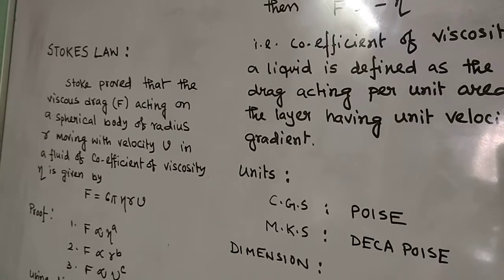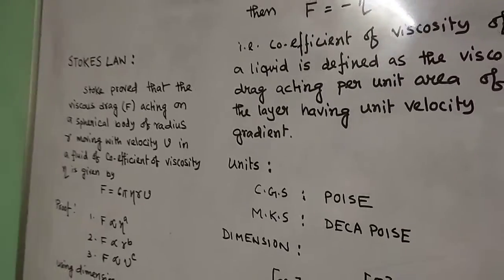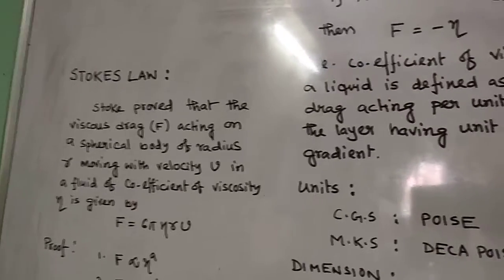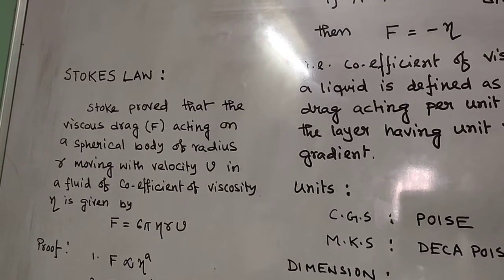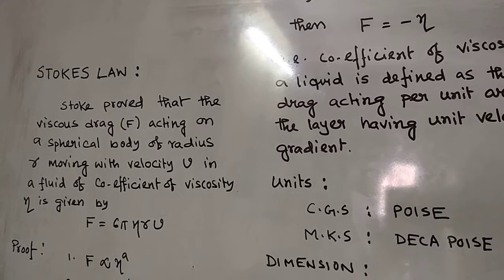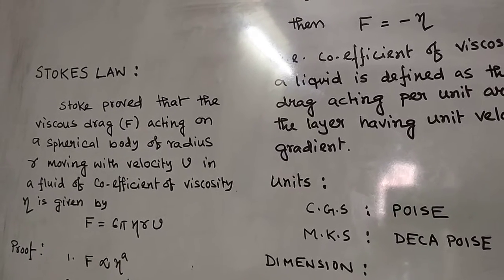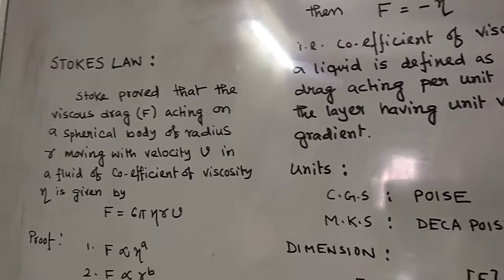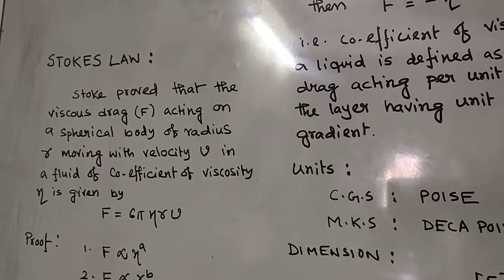Now the next topic related to the coefficient of viscosity is Stokes law. Now what is this? Let me read it out. Stokes proved that the viscous drag F acting on a spherical body of radius r moving with velocity v in a fluid of coefficient of viscosity eta is given by F equals 6 pi eta r v.